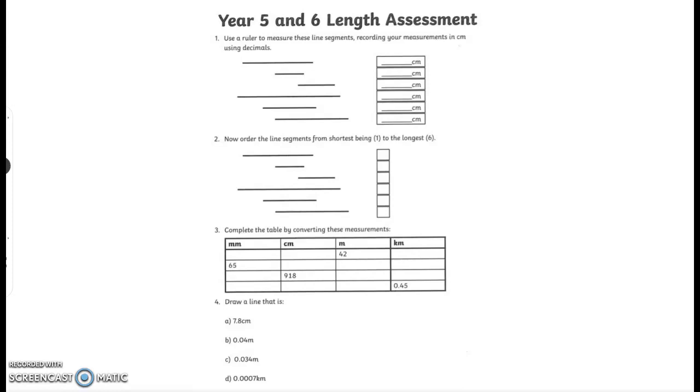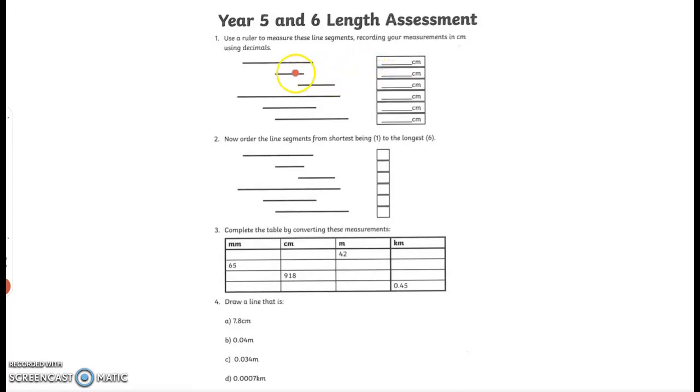Okay, so we have to place a decimal point in it, all right? So you need to go and find you a ruler and measure those lines. Measure each of these lines here. You see these lines here? Well, you need to put your answer in there, okay?